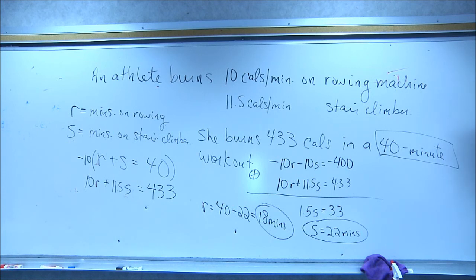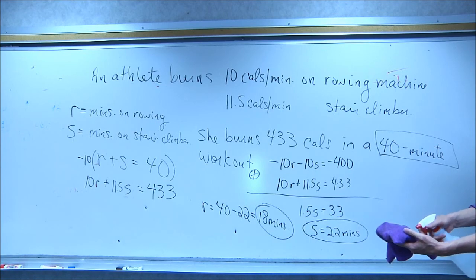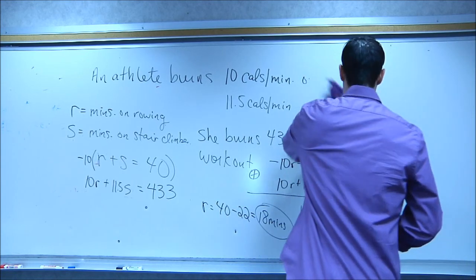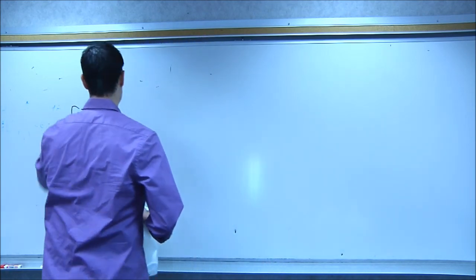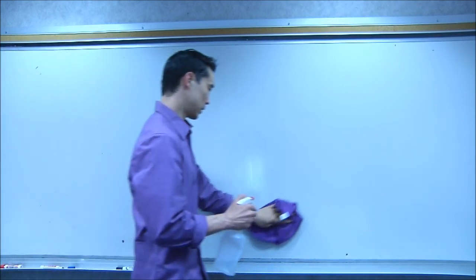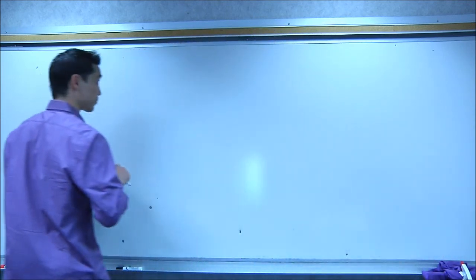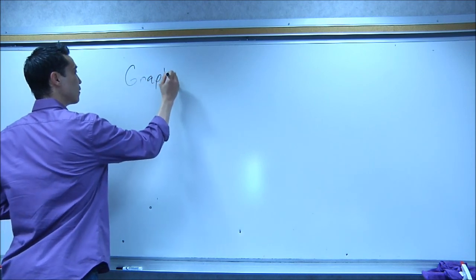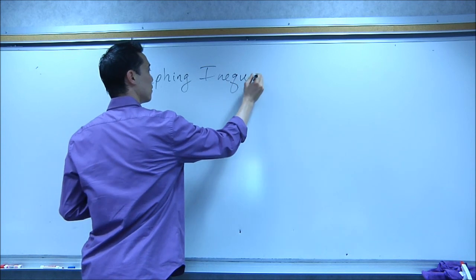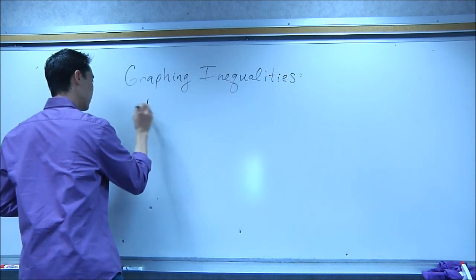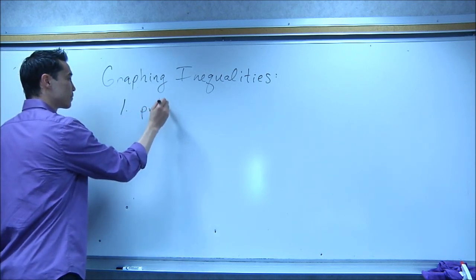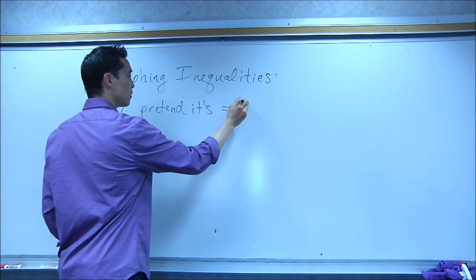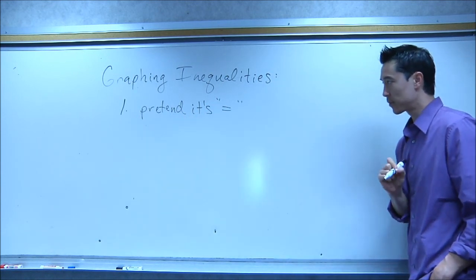Okay, great. What I want to do now is do the very last section, which is inequalities. So we want to learn how to graph inequalities, and it's pretty easy as long as you follow three steps. Okay, here we go, graphing inequalities. Here are your steps, the very first step. And we do this for every inequality. Okay? Pretend it's an equal sign, not an inequality sign, but an equal sign, and graph the line.